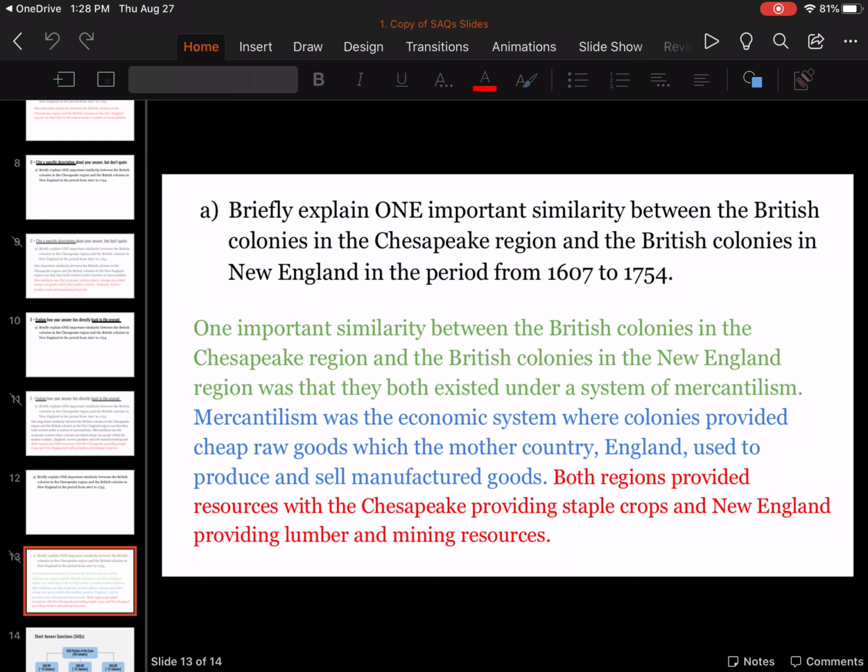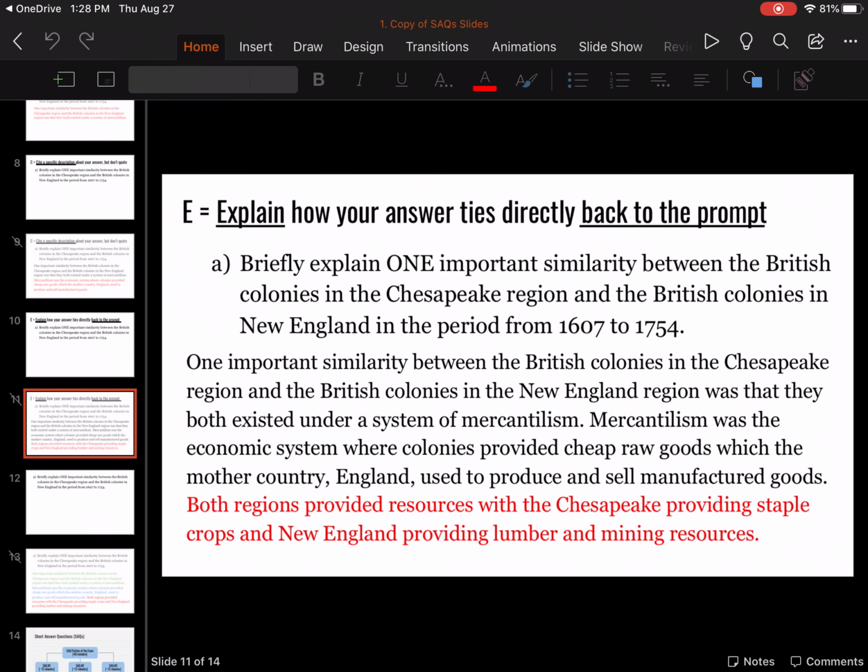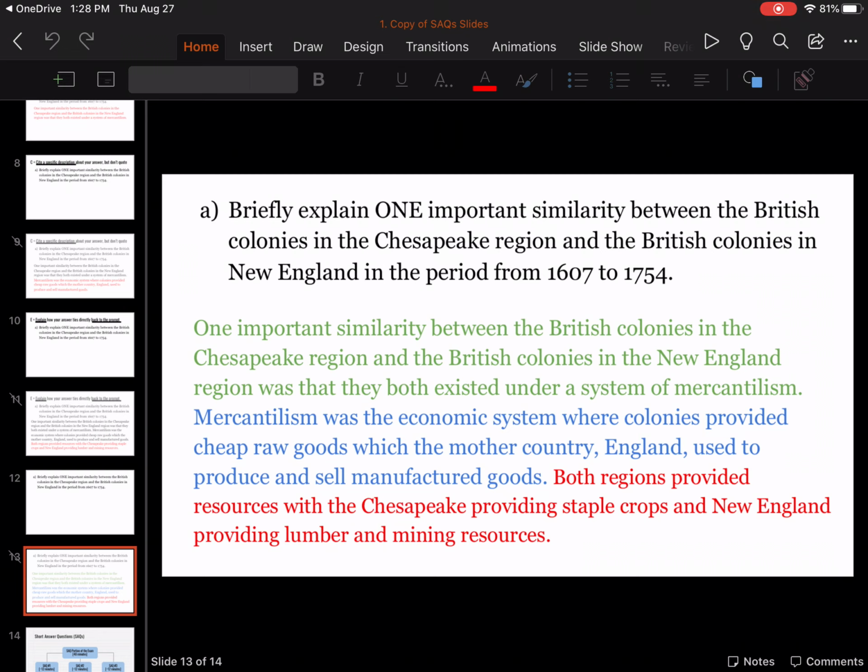and then E, back here, explain how your answer ties directly back to the prompt, using as many examples as you can, at least one. She writes, both regions provided resources, with the Chesapeake providing staple crops and New England providing lumber and mining resources. Not lumbar support. They did not provide lumbar support.